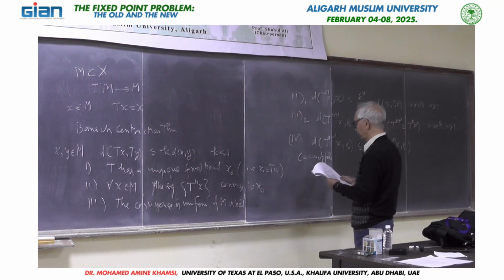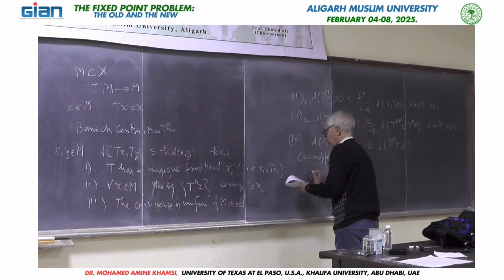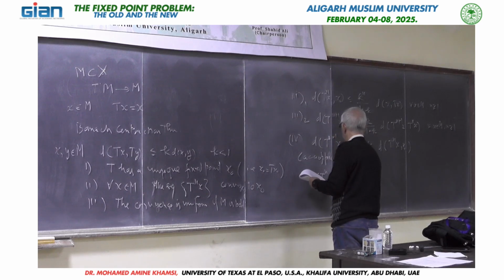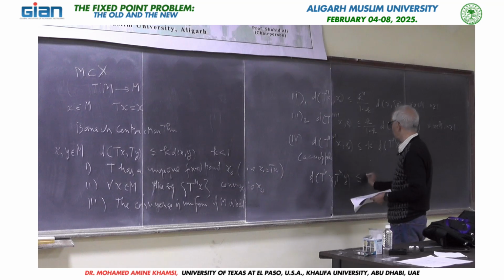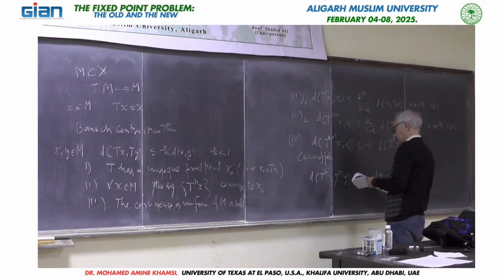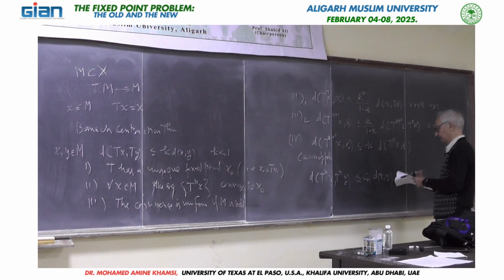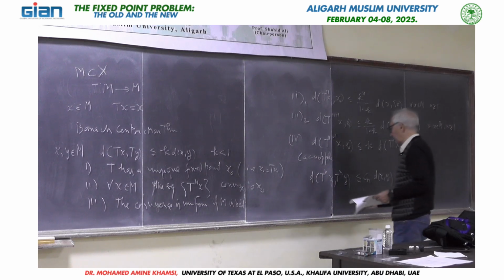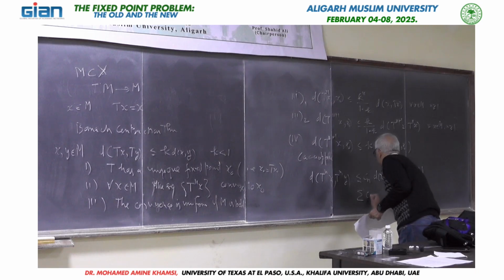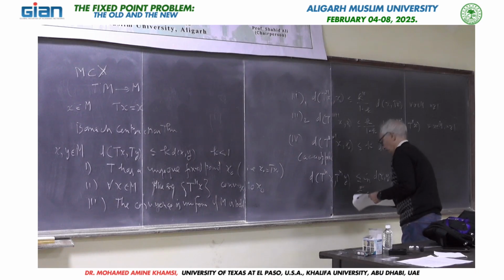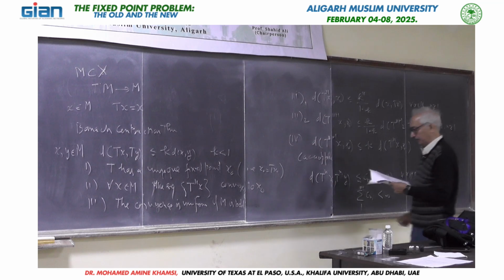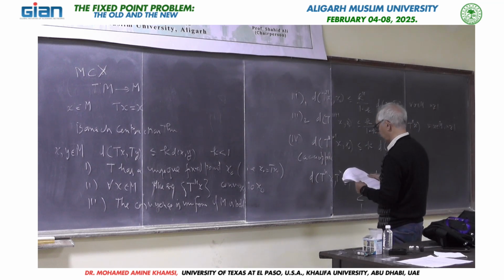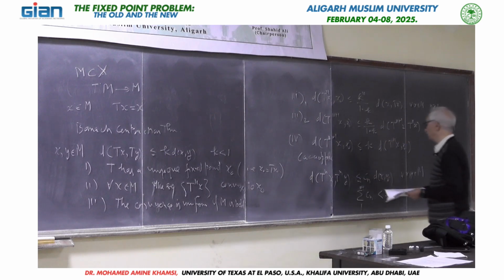What it said is that if you consider d of T^n x, T^n y, and for each n there are non-negative numbers, in fact positive numbers, c_n such that this is at most c_n times d of x, y for all x, y in M, and such that these c_n form a convergent series, okay, then also T has a unique fixed point.